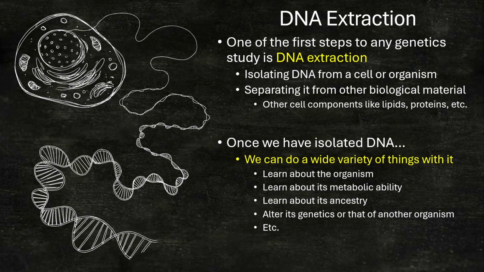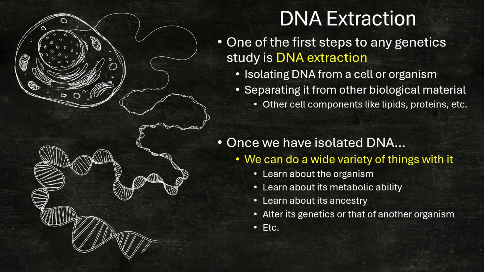Now, once we have isolated that DNA, we can do a bunch of different things. We can learn a lot about the organism, and in particular, the proteins that it makes. And by learning about the proteins that it has the ability to produce, we can also learn about its metabolic ability. Those proteins, a lot of them are going to be enzymes and have enzymatic activity. And so we're going to learn a lot about what kinds of materials it can produce, what kinds of things it can do with those enzymes. We can also learn a lot about the ancestry of that organism, who it descends from, and who it is more or less related to.